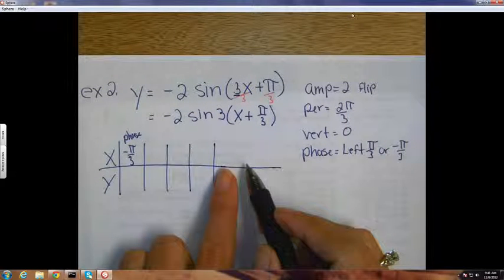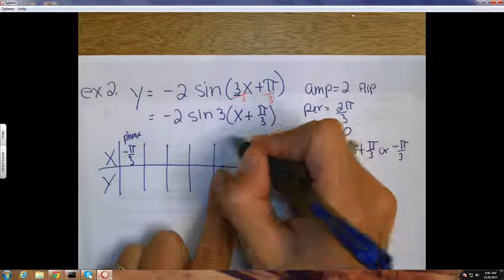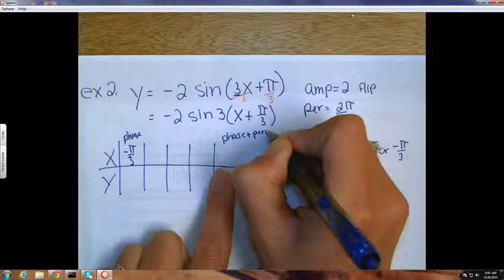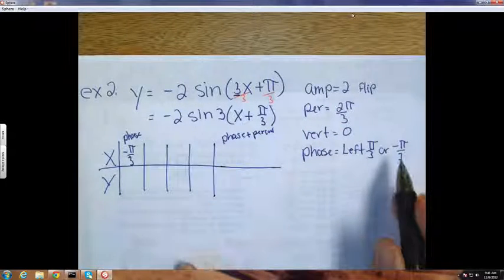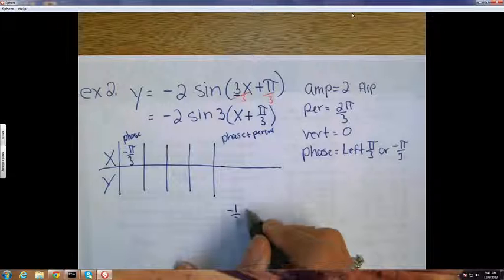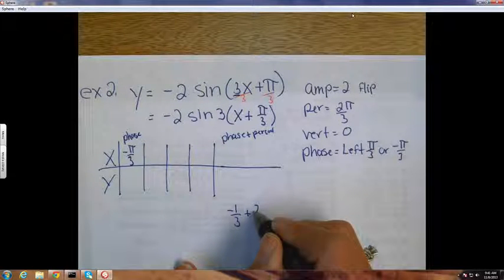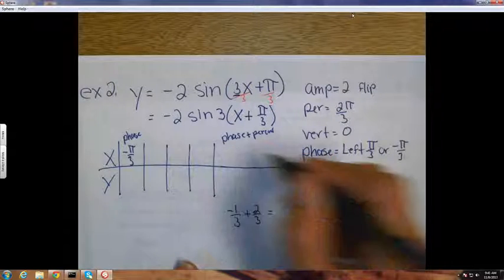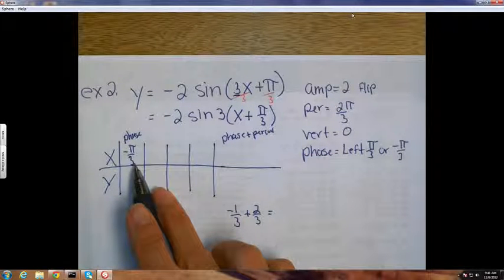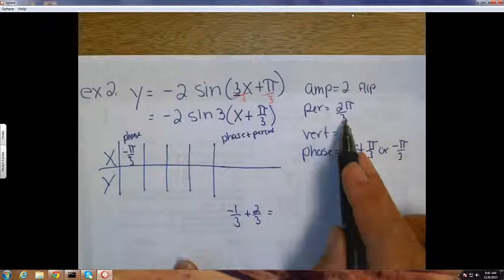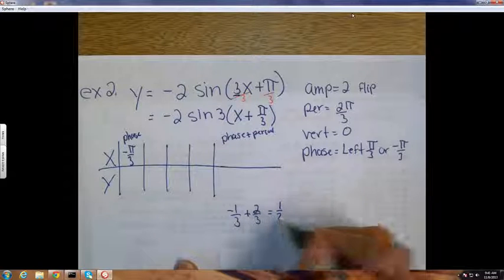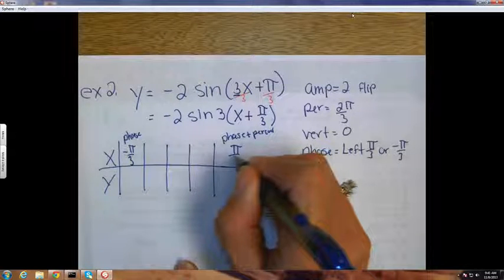What's the process to get the ending x value? Phase plus period. So my phase is a negative 1/3. The period is 2 pi over 3, so 2/3. So negative 1/3 plus 2/3 is 1/3. Wait, where did you pull 1/3, 2/3 from again? Negative 1/3 is starting, phase plus period. Period is 2/3. So when I add, I get 1/3. So it's finishing at pi over 3.